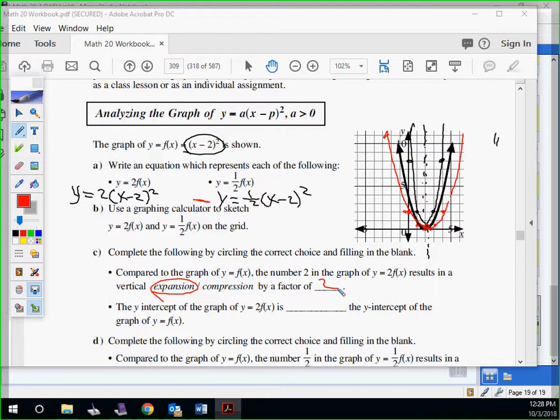Okay, good. The y-intercept of the graph of 2f of x is going to be multiplied by 2 as well. It is doubled, because we multiplied it by 2. So the y-intercept originally was 4, and then it got to be 8. 4 to 8. So you're seeing the changes in the y values, and that is what's important.